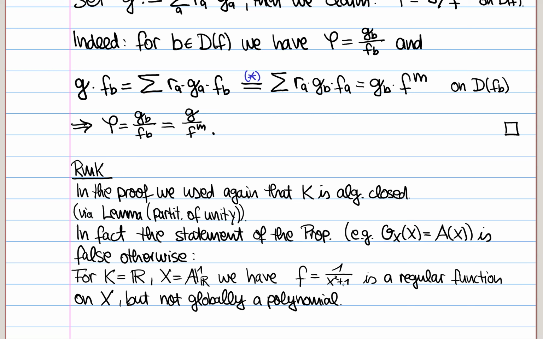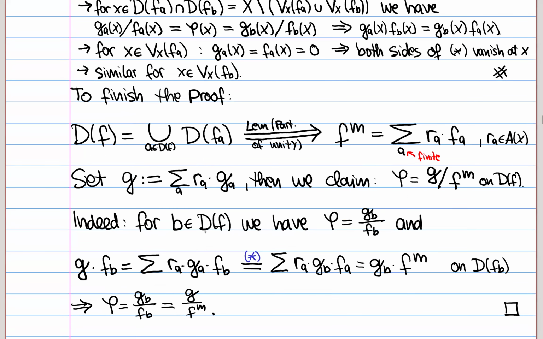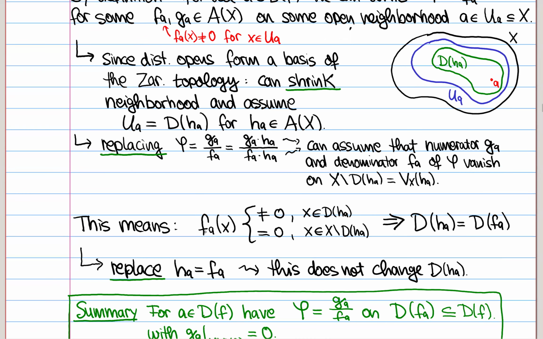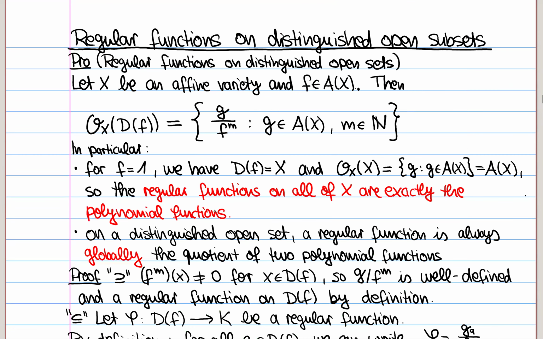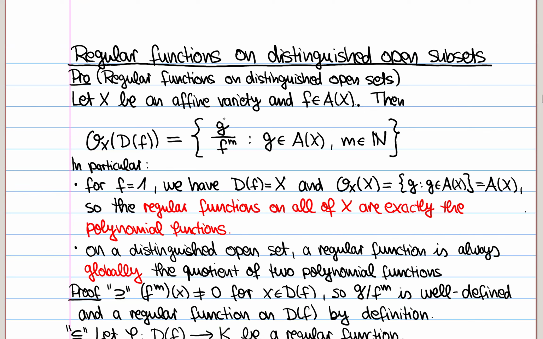So we see that it was really crucial that K is algebraically closed, and this allowed us to have this lemma on the partition of unity. Okay, so this was, again, the proof that regular functions on D(f) are just given by quotients by f to some power. And this we can use in the following to compute these functions also on more complicated sets.